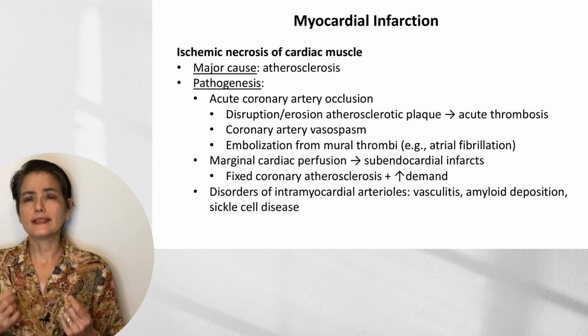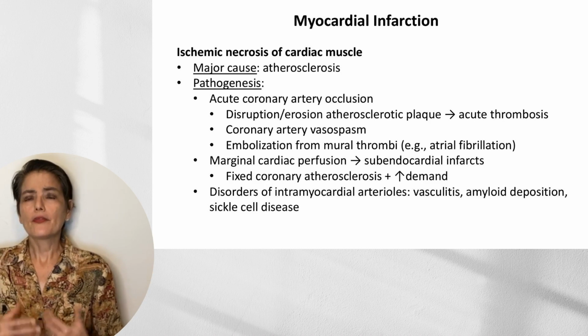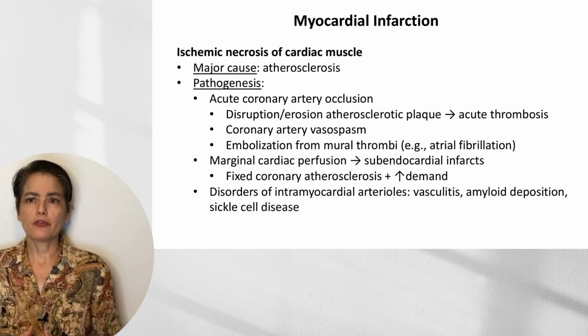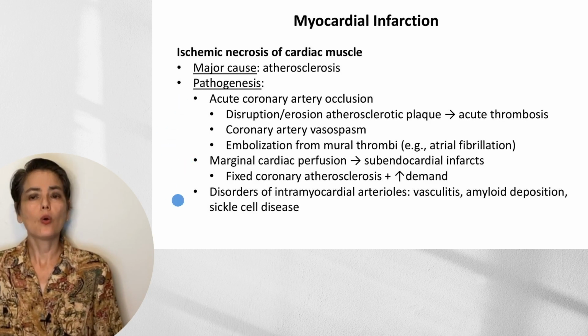Myocardial infarction is the ischemic necrosis of cardiac muscle, and the major etiology is going to be atherosclerosis. Now, the mechanism by which we get myocardial infarction can occur through three different pathways: acute coronary artery occlusion, marginal cardiac perfusion, or disorders of intramyocardial arteries.